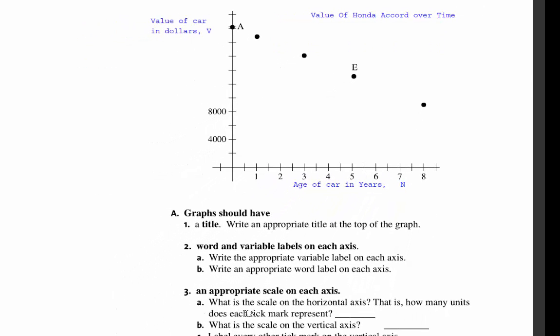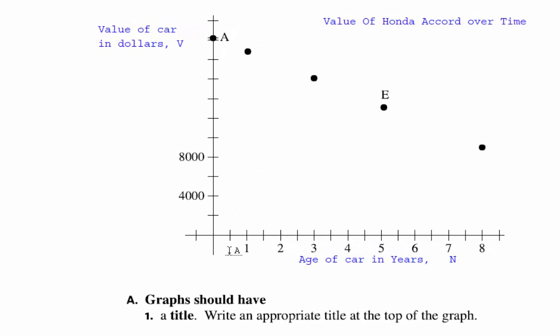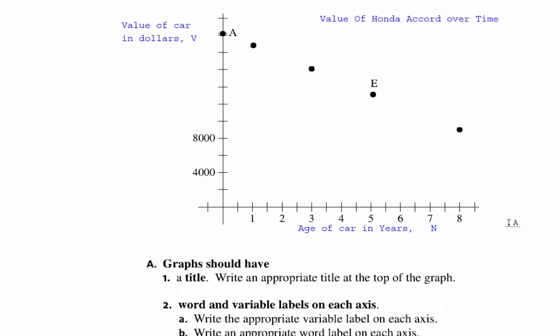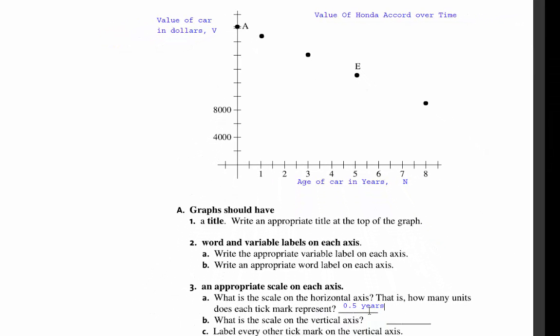Next, question 3 asks, what is the scale on the horizontal axis? That is, how many units does each tick mark represent? So it looks like we're counting by increments of a half a year. So the first tick mark would be 1/2 of a year, the second tick mark would be a year, a year and a half, 2, 2.5, 3, and so forth. So I'll fill in a half a year.